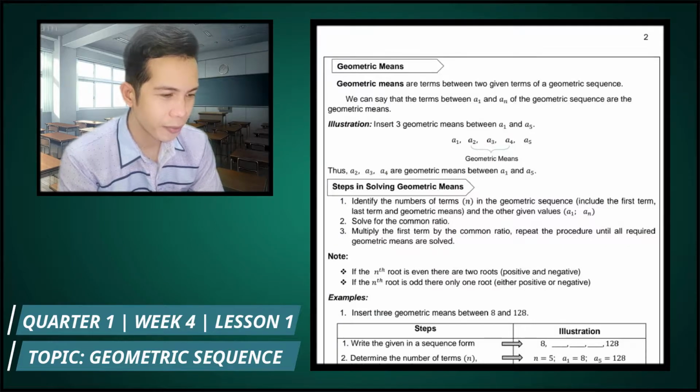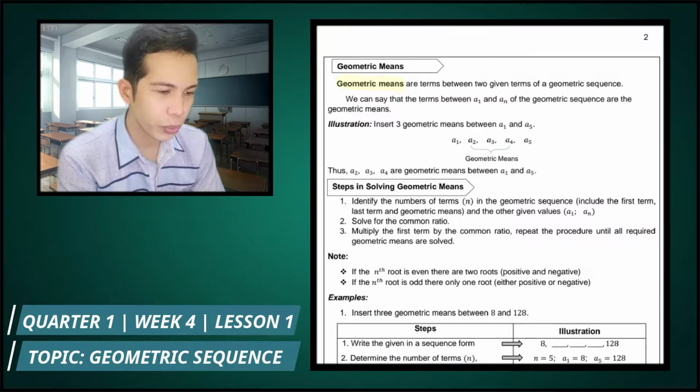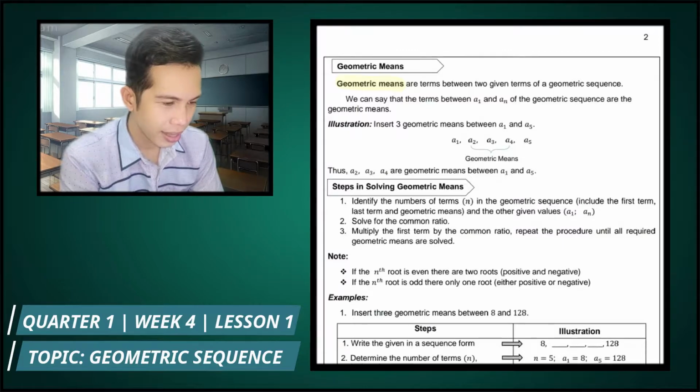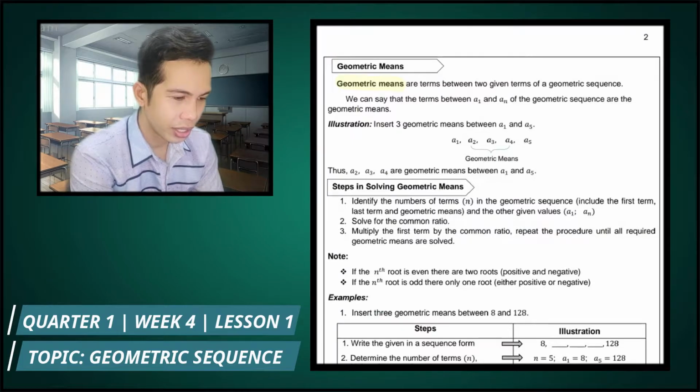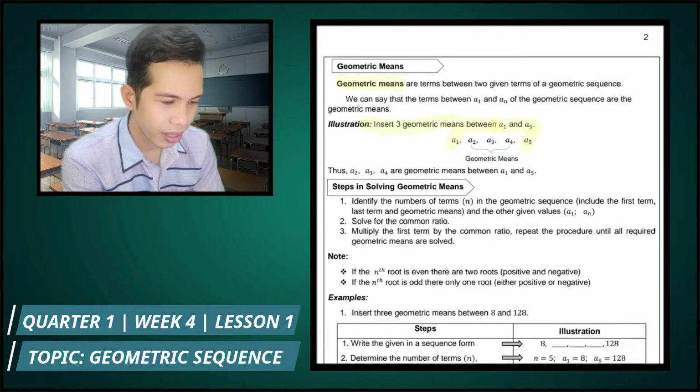Okay, so let's proceed. We have geometric means. Geometric means are terms between two given terms of a geometric sequence. We can say that the terms between a sub 1 and a sub n of the geometric sequence are the geometric means. So let's say, for example, we have here: insert 3 geometric means between a sub 1 and a sub 5. So you have here a sub 1 and a sub 5, and the 3 terms in between these 2 terms are what we call the geometric means.